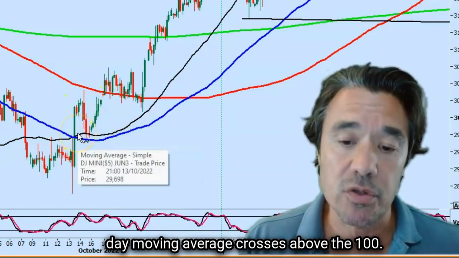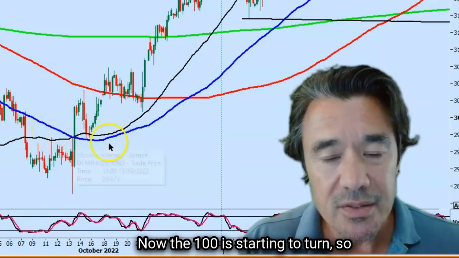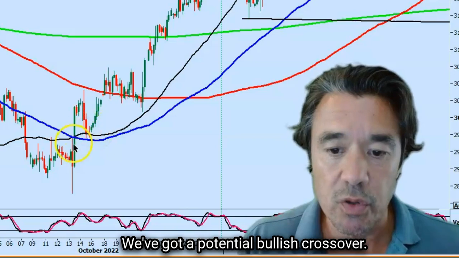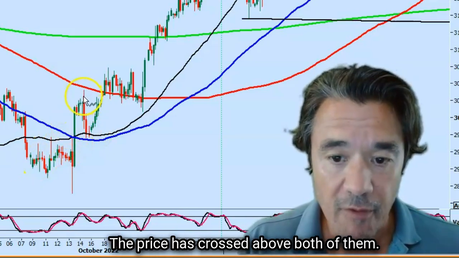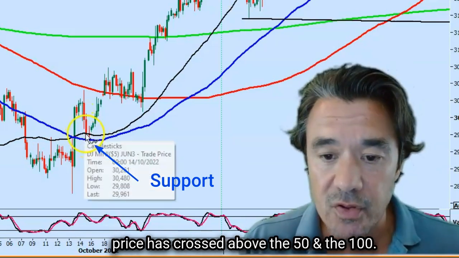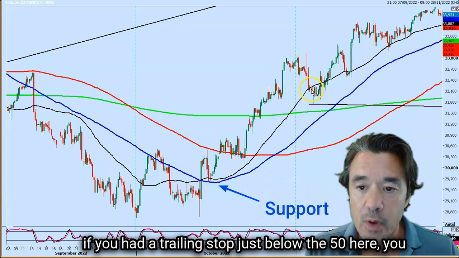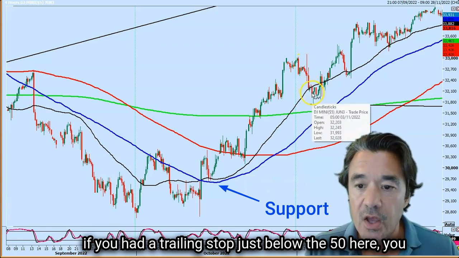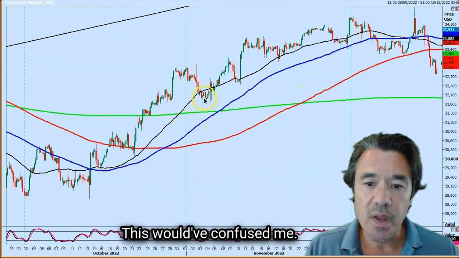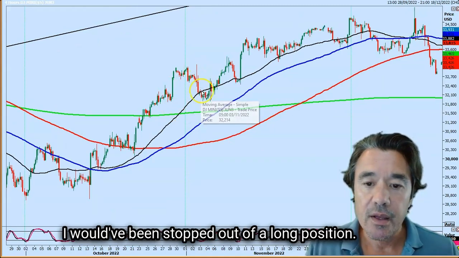The 50-day moving average crosses above the 100. Now, the 100 is starting to turn, so I would take more notice of that. The 50 is already turning. We've got a potential bullish crossover. The price has crossed above both of them. If you got into a long position here because prices crossed above the 50 and the 100, and you had a trailing stop just below the 50 here, you still would have taken advantage of a really nice move. This would have confused me. I would have been stopped out of a long position.